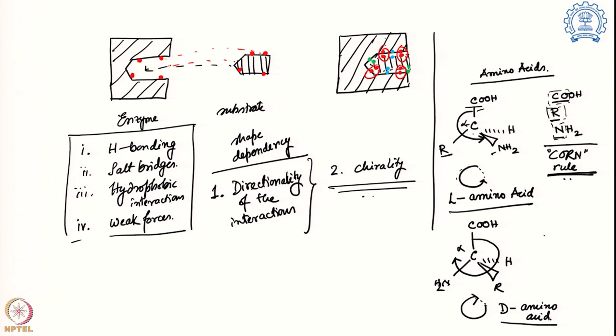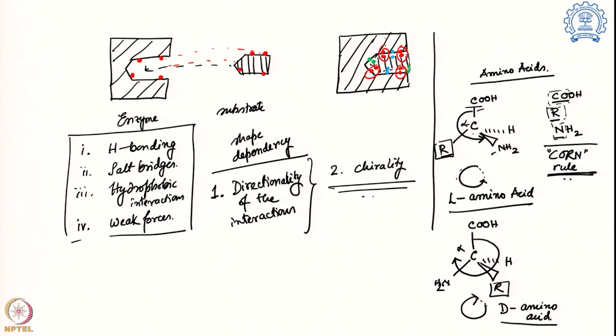And that is how they interact between themselves. And this particular D amino acid, what we are showing over here, will behave differently than the L amino acid. Because you can see, although the groups are same, carboxylic acid, R group or amine group, their orientation is different. Where is the R group? On the right hand side or the left hand side?